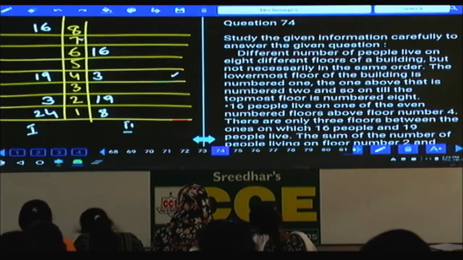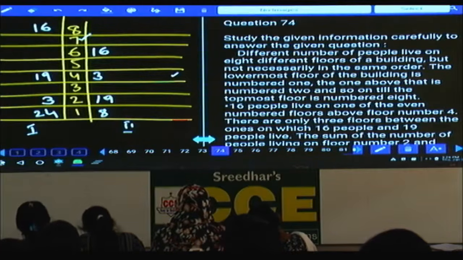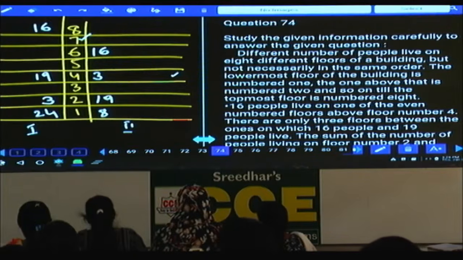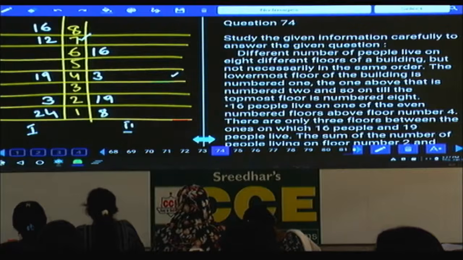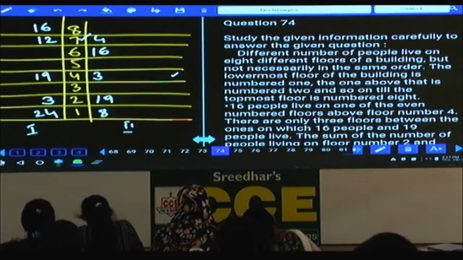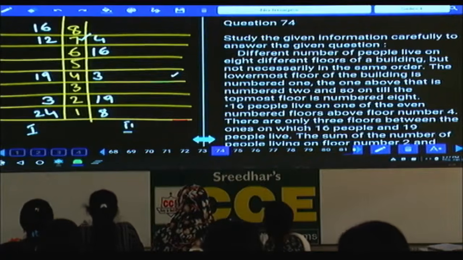Now this floor number 7 is half those living on the lowermost floor. Now in the first case, there are 24 persons living on the lowermost floor, hence on the 7th floor, it must be half of this one. 24 divided by 2, that is 12. And again in this one, 8 divided by 2, that is 4.